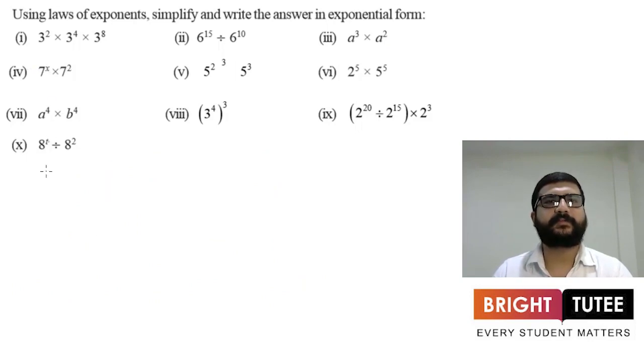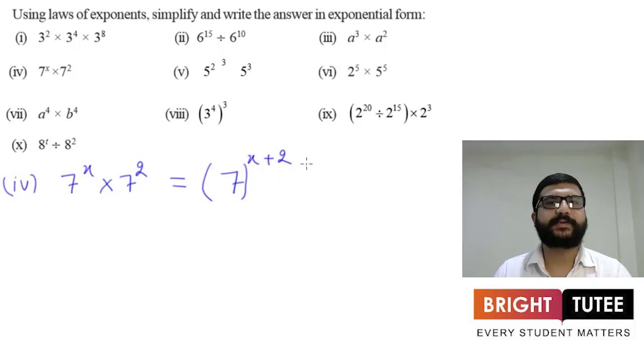Now the fourth one, it is 7 to the power x into 7 to the power 2. Now here again we are multiplying two powers with same base. We will keep base same and we will add powers, that is x plus 2. So this is 7 to the power x plus 2.